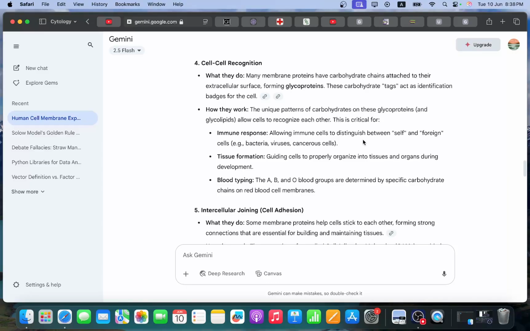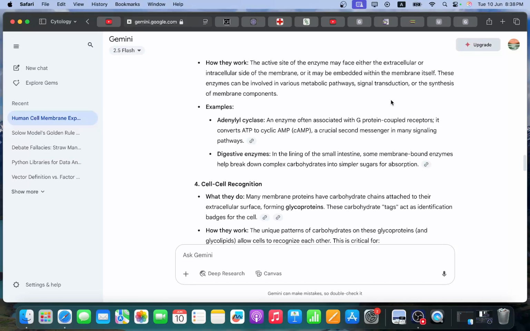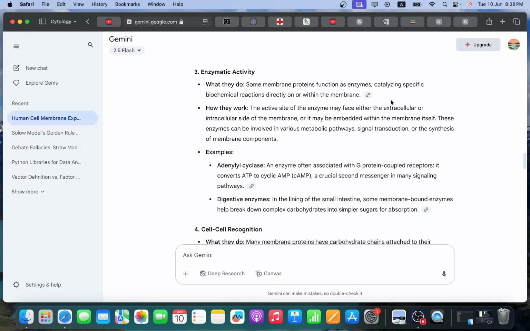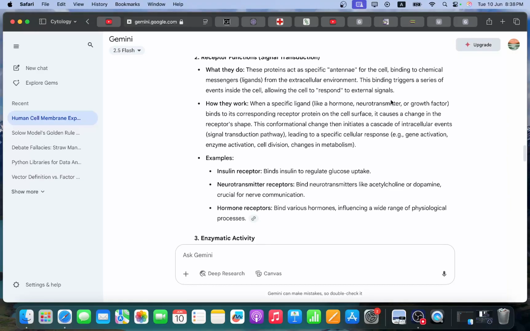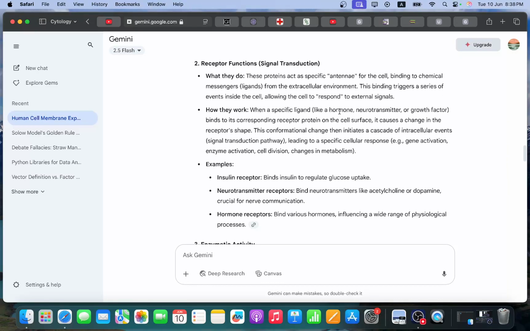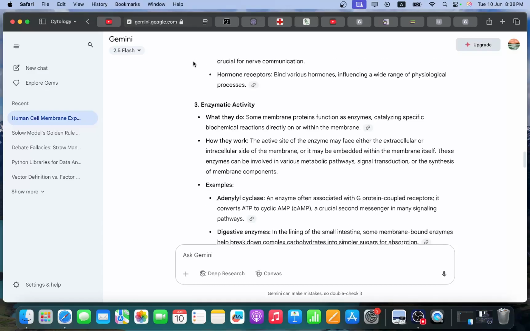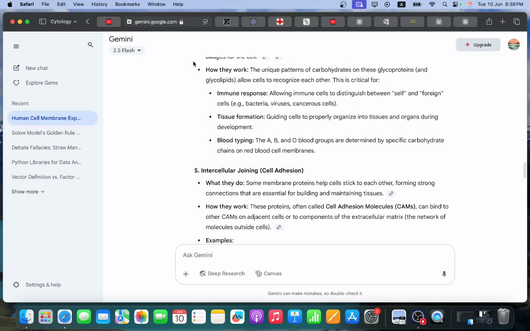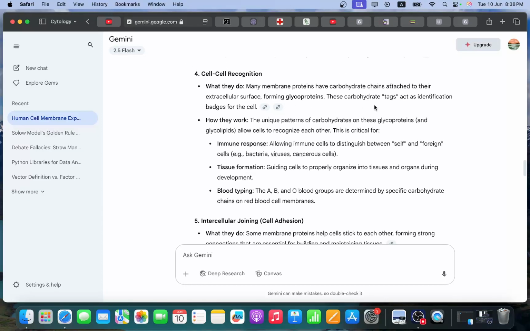Cell to cell recognition, what they do: many membrane proteins have carbohydrate chains attached. This is like glycoproteins. Carbohydrate chains act as an identifier. Okay, receptors did so without glycoproteins; glycoproteins weren't mentioned in receptors. Glycoproteins are only coming into the picture when we are talking about cell to cell recognition.